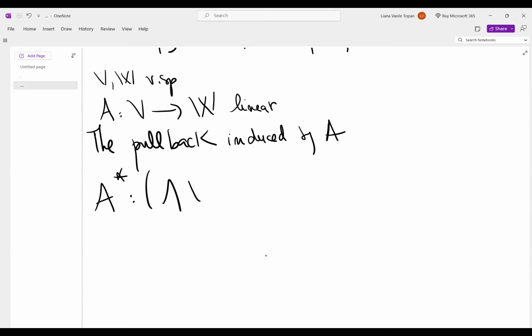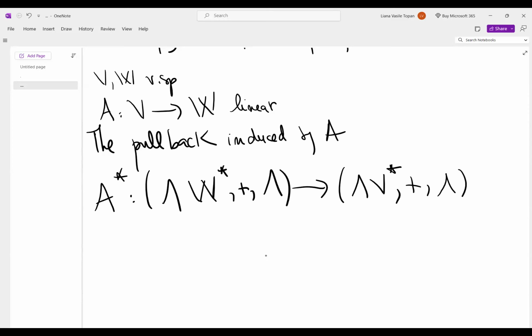Which is defined on the exterior algebra of W star. We have a plus here and the wedge as we defined it, right? With values in the exterior algebra of V star, as a pullback. So you flip them, with a plus and wedge product, and define it like that. So you see A star acts here, but this is a direct sum of k-th exterior products.